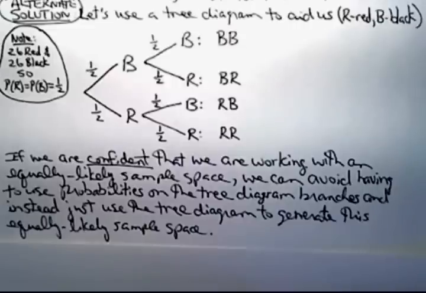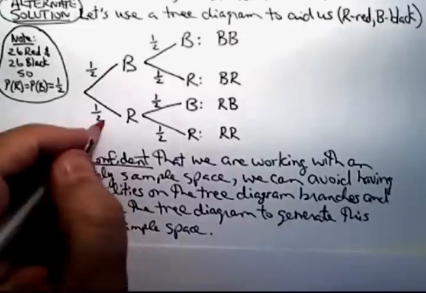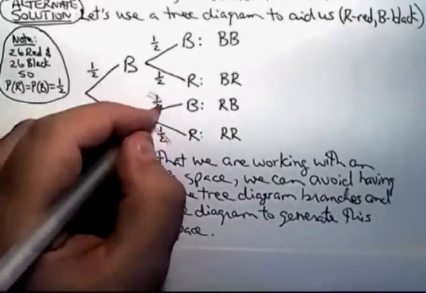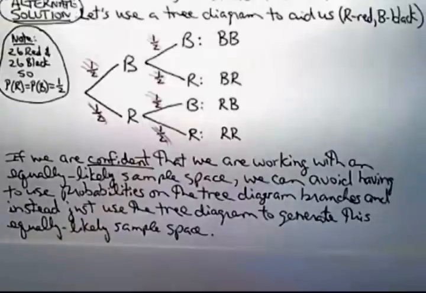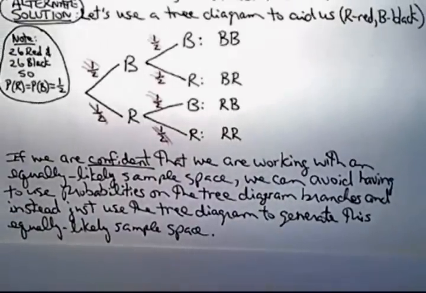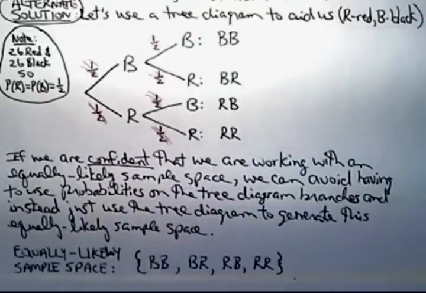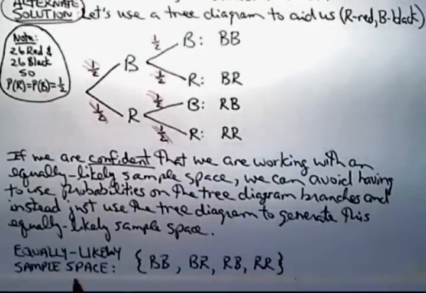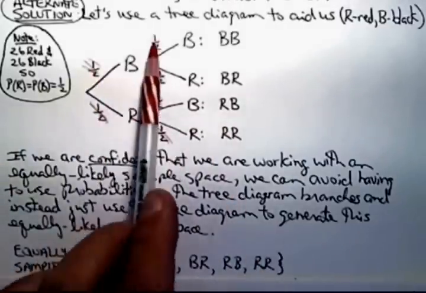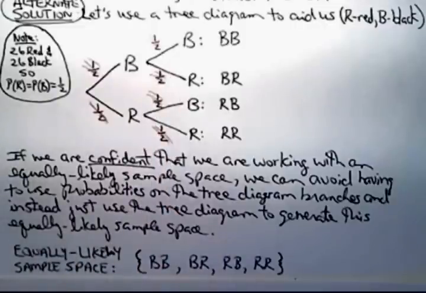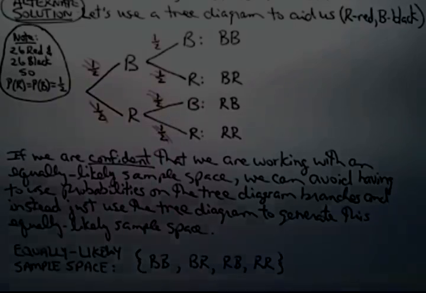Those are equally likely. I know that because I've already calculated the probabilities, but if I can convince myself that this sample space is going to be equally likely without even calculating the probabilities, then I could just dispense with this. I could just not ever calculate these and just use the tree diagram to generate the equally likely sample space. So I would just use the tree diagram to say, well, I've got BB, I've got BR, I've got RB, and I've got RR, but using this alternate solution, I never even generated these probabilities on the branches, because if I'm confident that they're equally likely, I don't really need them.